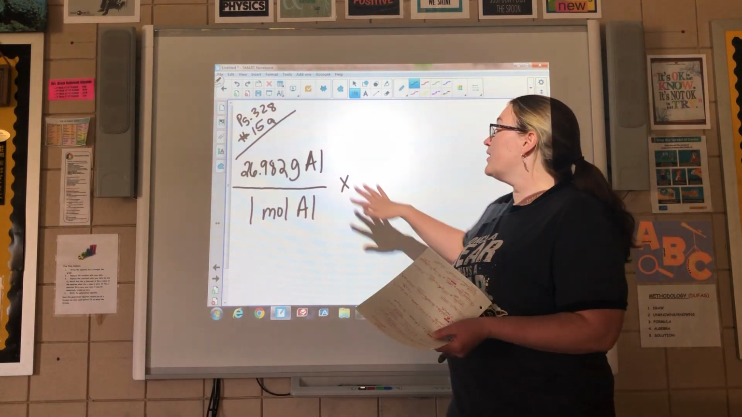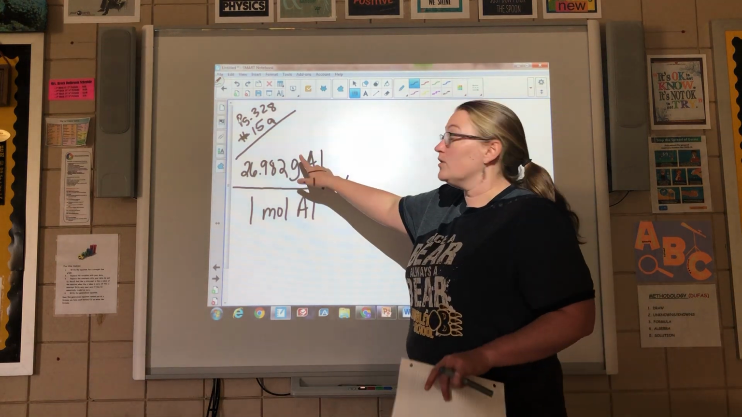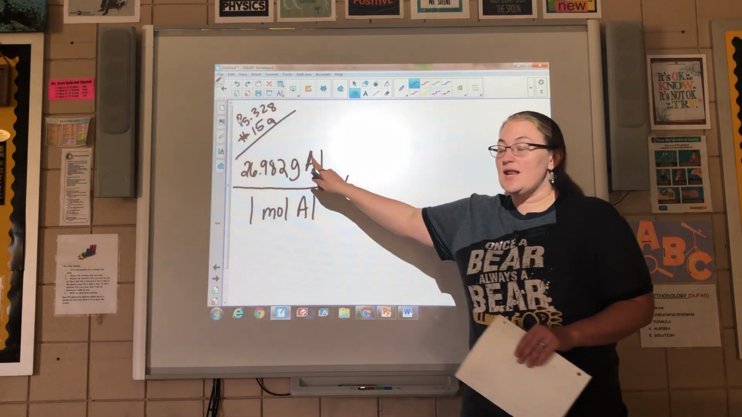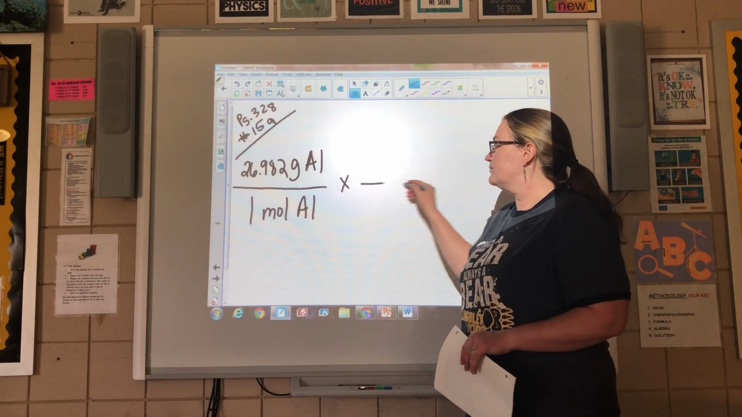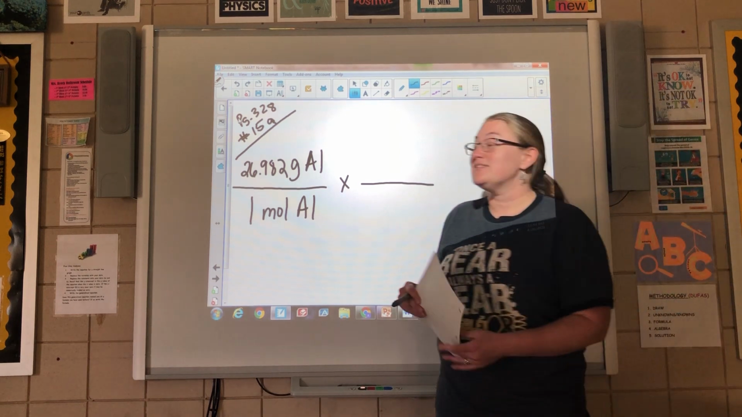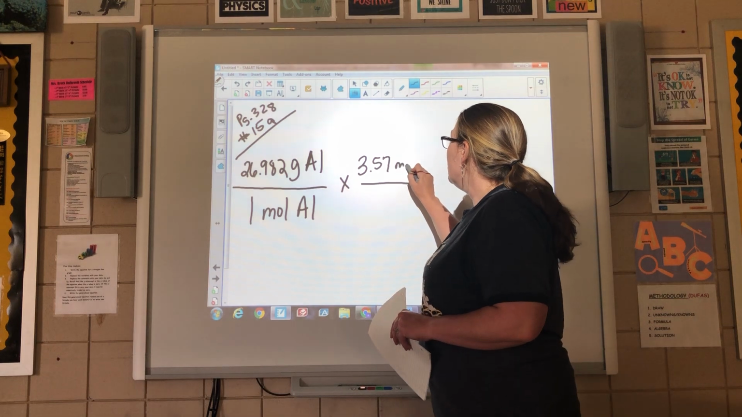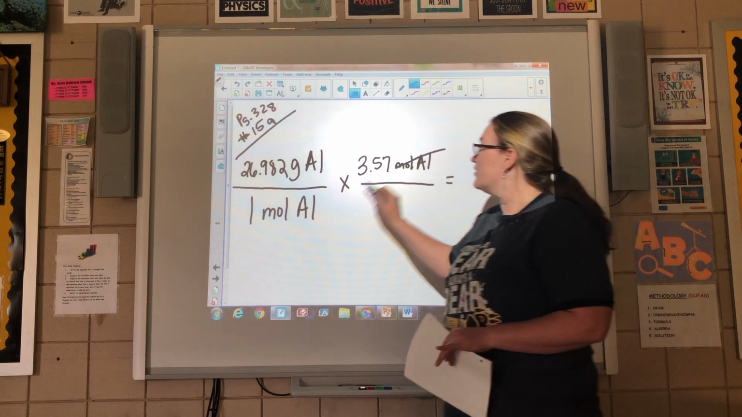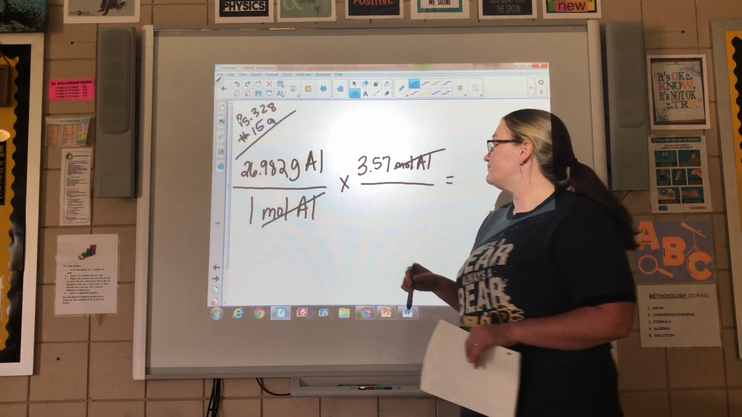Okay, notice now, I wanted to find grams of aluminum because it says determine the mass in the book. So I made sure to put grams of aluminum on top. So I need to be left with that unit. How do I cancel out then moles of aluminum? Well, look at what it gives you. It gives you 3.57 moles of aluminum. Look at there. Now I can cancel out moles of aluminum and I'm left here with that unit that I need.